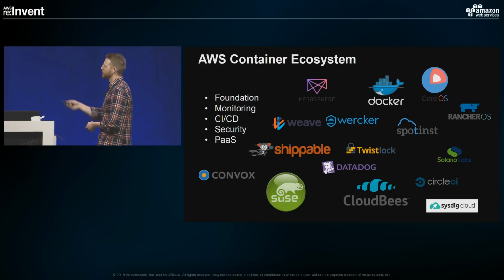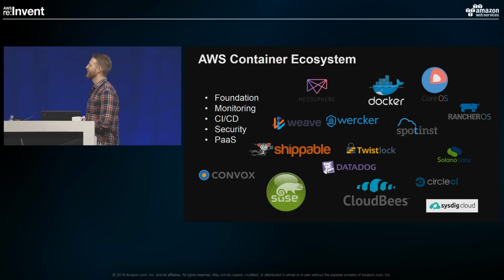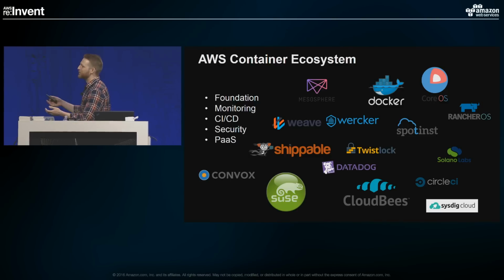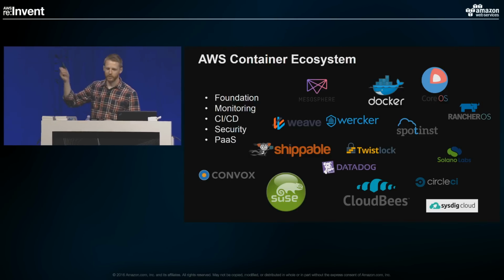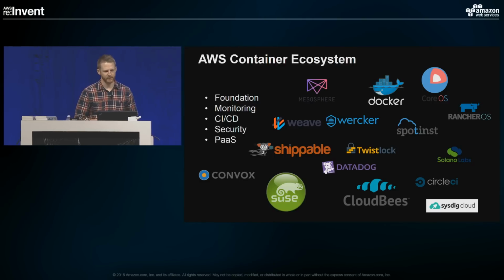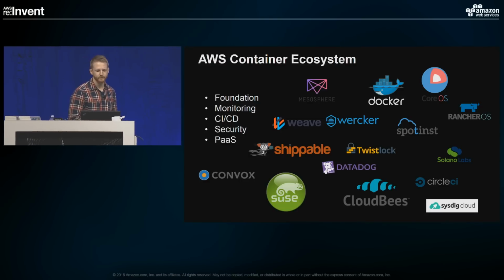SUSE, lots of props for a logo that looks good on a black background in this case. They build an OS optimized for EC2 container service. Rancher builds an OS optimized for containers. They also build an orchestration framework that works on AWS.